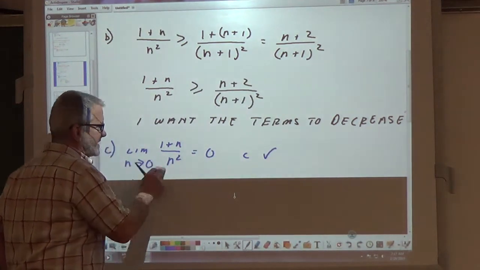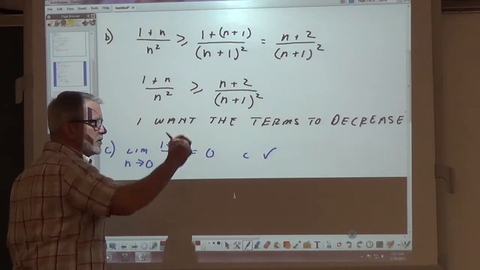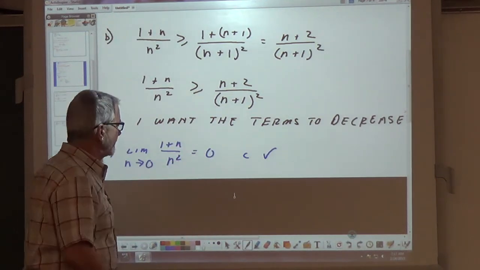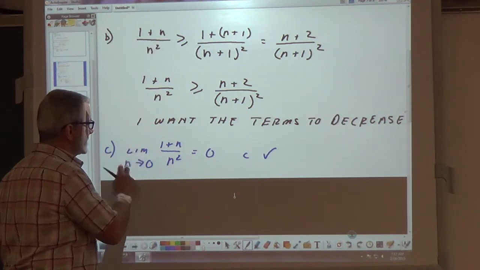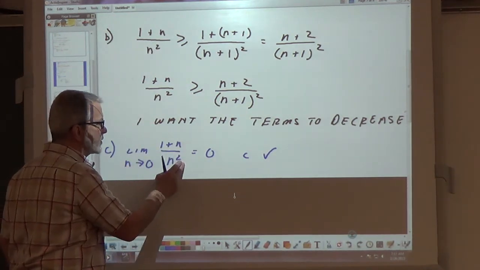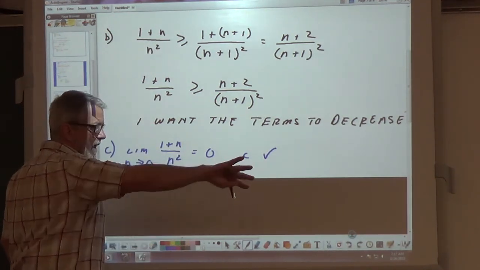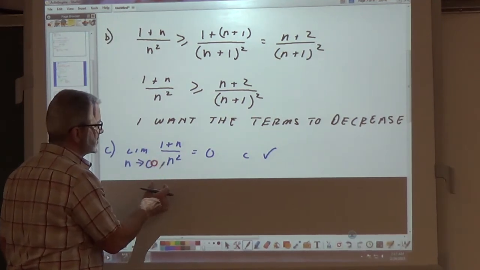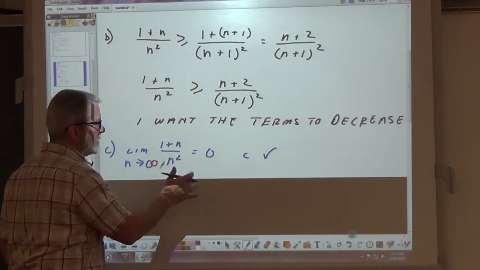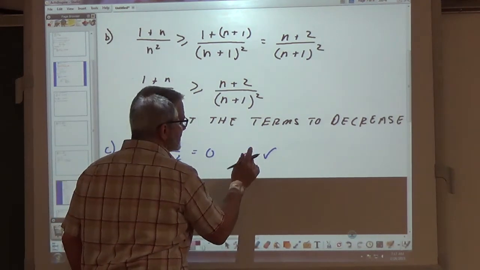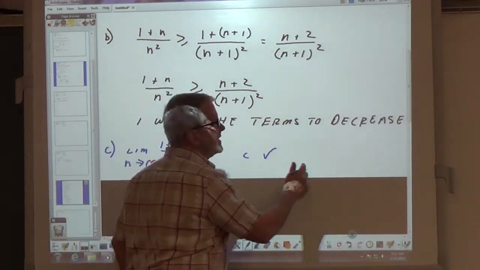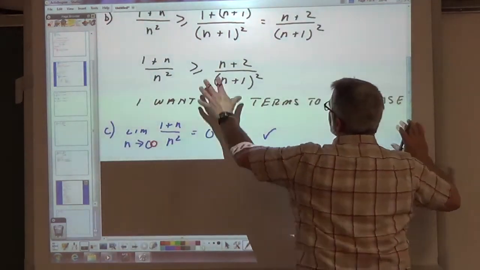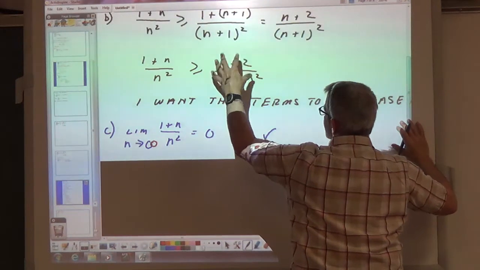But let's check to see if those terms do go to 0, because they could go to 0 and not be completely decreasing. And this is certainly true. The limit as n goes to infinity of 1 plus n over n squared is going to look like, way out there as n goes to infinity, 1 over n, which goes to 0. Bam. So condition C is checked off. Condition A is checked off. But we still need to check condition B.